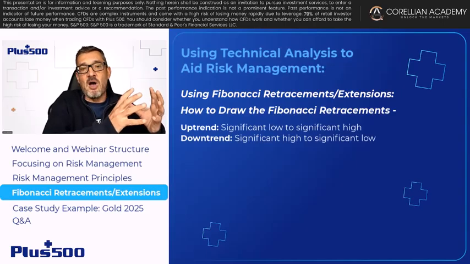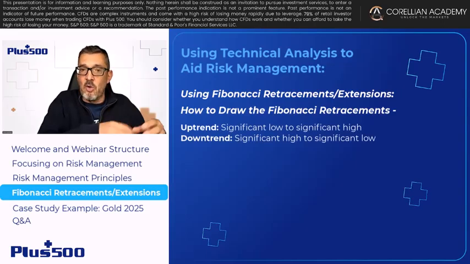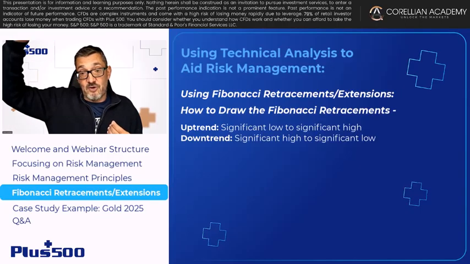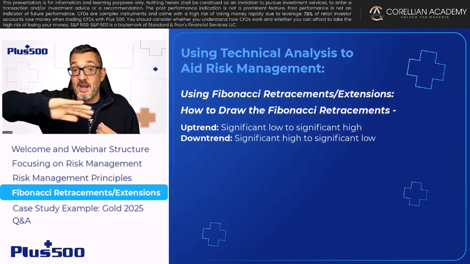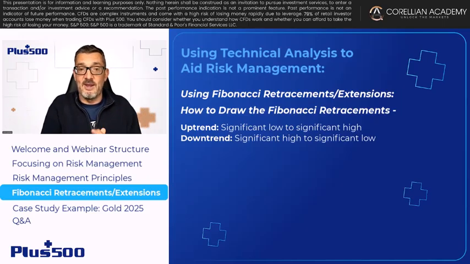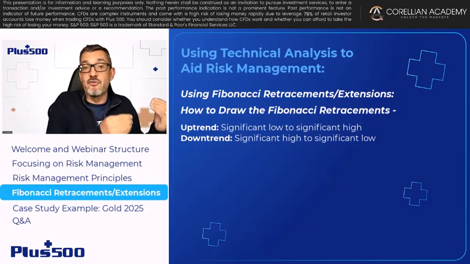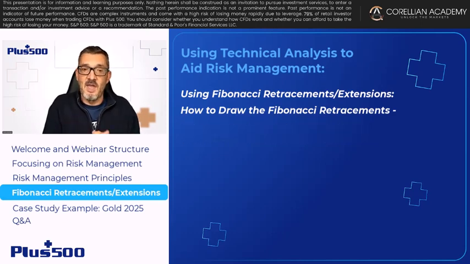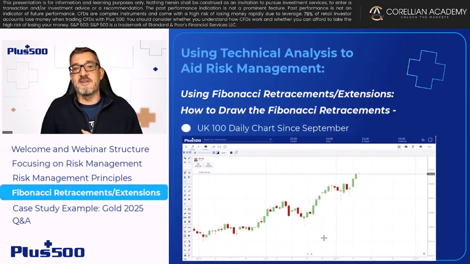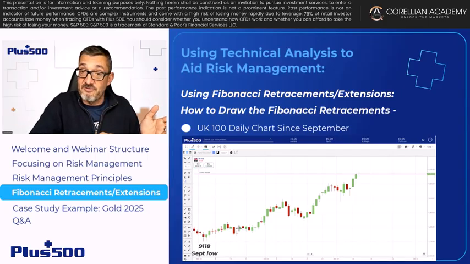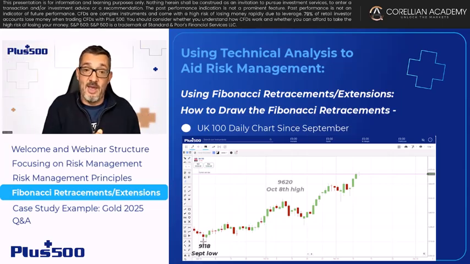Well, you simply start by focusing on a significant swing low and tracing it up to a significant swing high in an uptrend, or a significant swing high to a significant low in a downtrend. Your Plus500 chart will calculate and plot these levels automatically. As an example, let's look at a recent daily chart for UK 100 and plot the Fibonacci retracements from the September 2025 low into the October high.